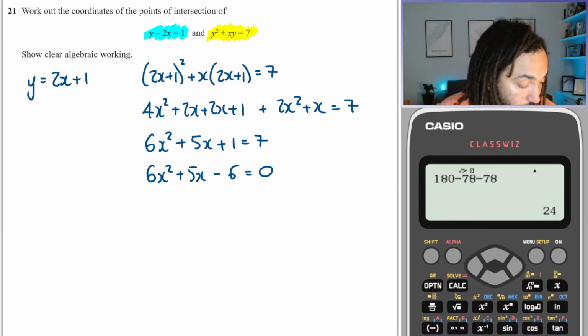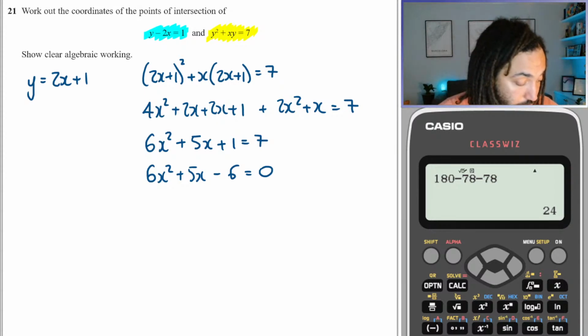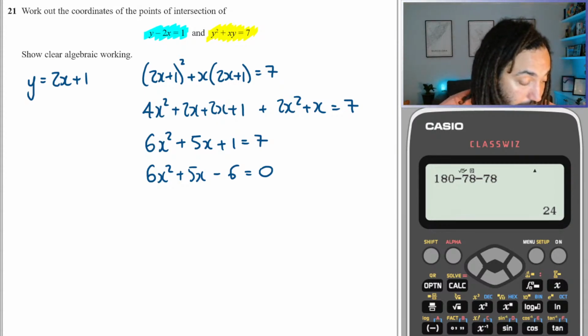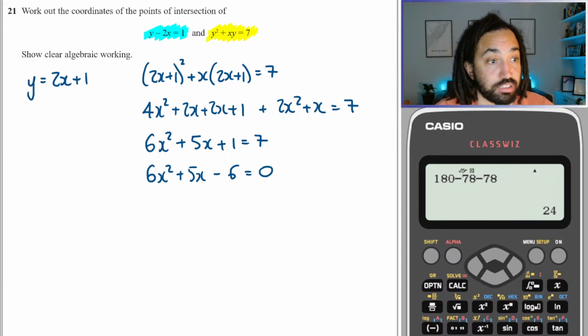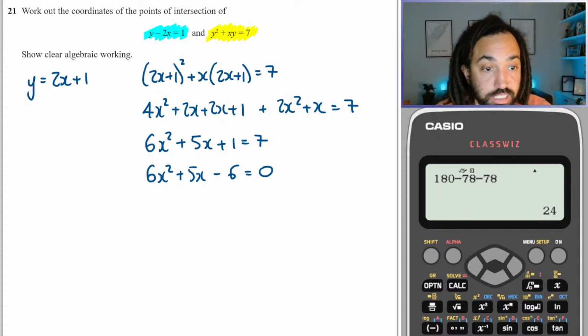Okay, so that looks all pretty good. And now what I need to do is factorise that. And I'm going to teach you my super quick way of factorising tricky quadratics like that.